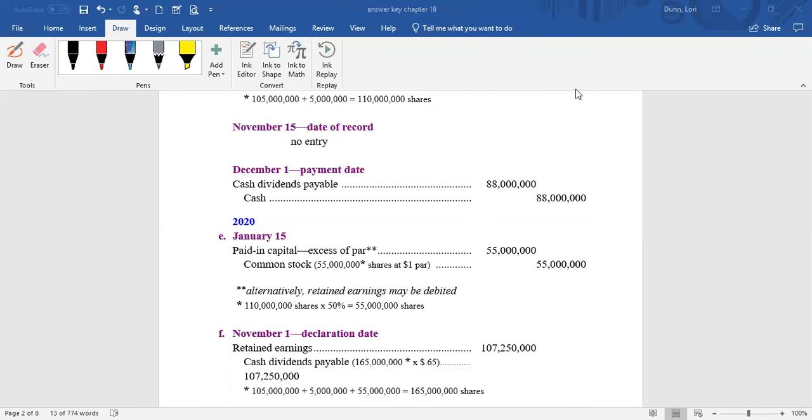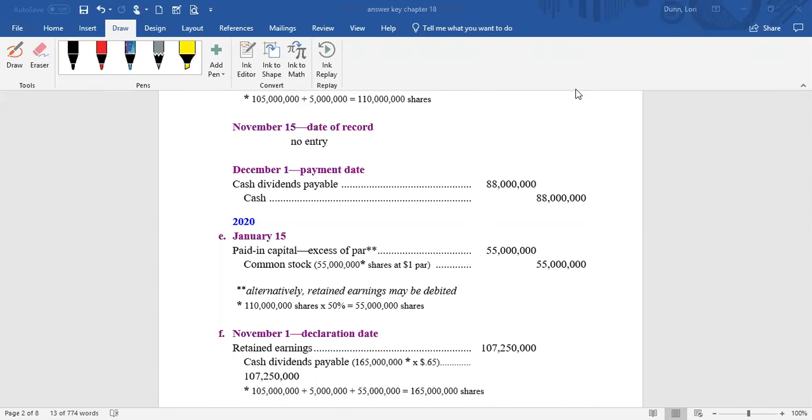Okay, sorry about that. The paid-in capital excess of par threw me off there. So they said we're doing a stock split, but essentially they said, no, it's a 50% stock dividend. So now we have another stock dividend. This time it's above 20 to 25%. It's 50%. And this is now considered what we call a large stock dividend.